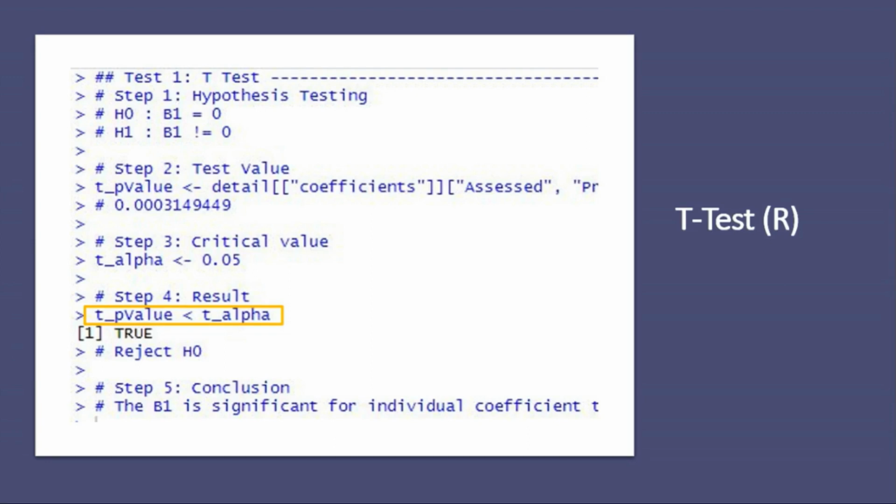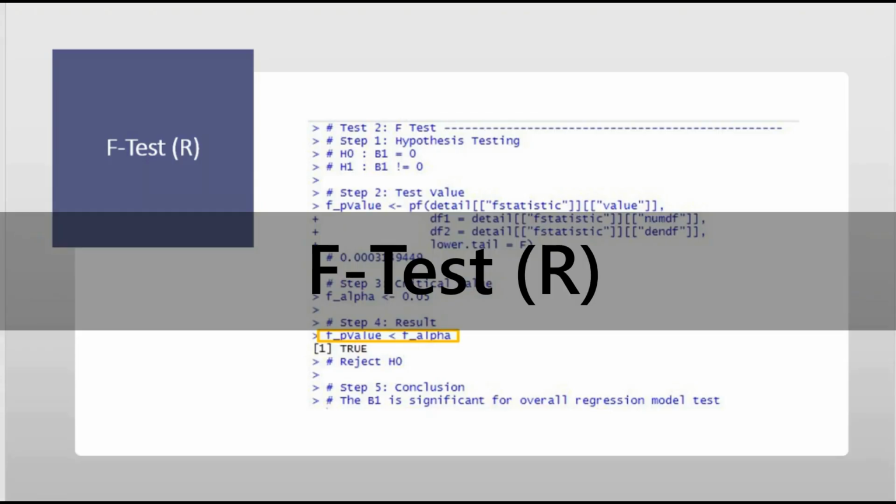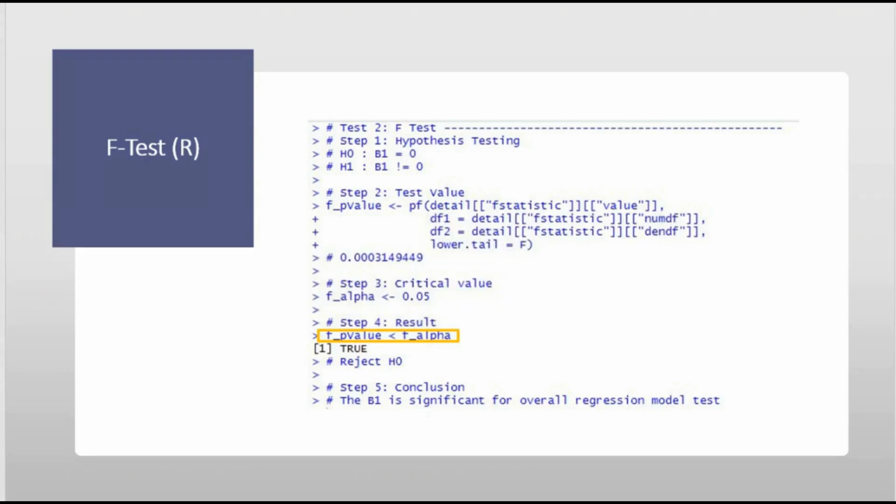From the result of the t-test, since the t p-value, which represents the p-value, is less than t alpha, which is the level of significance, the null hypothesis is rejected. So the coefficient of assessed value is significant to the regression model. For the f-test in R, from the output we can see that the f p-value is less than the level of significance, which is represented by f alpha. Thus, we reject the null hypothesis. This concludes that the overall regression model is significant.